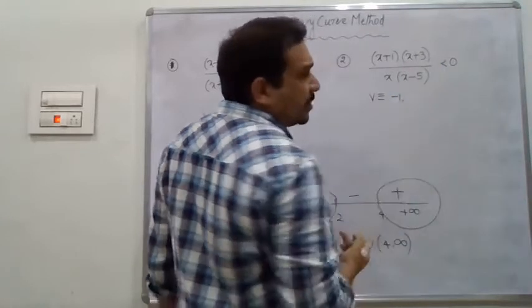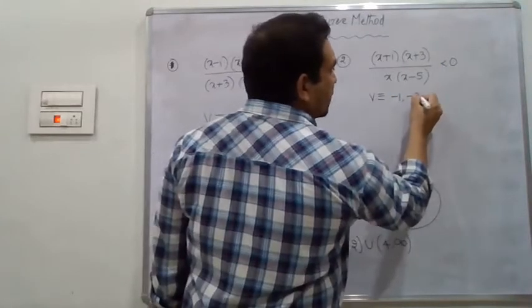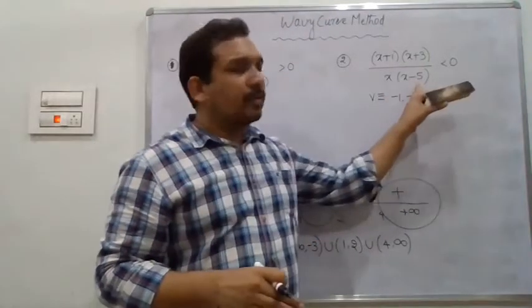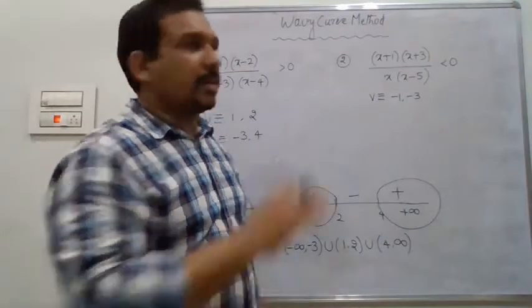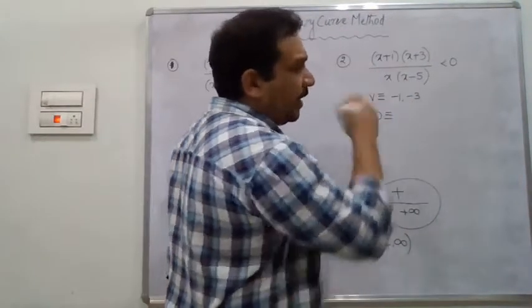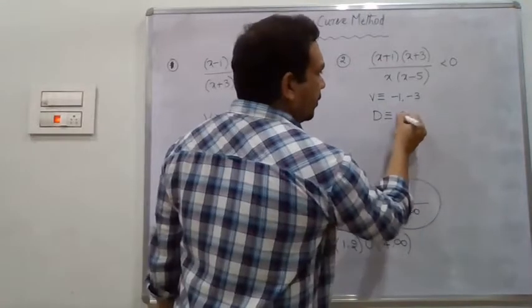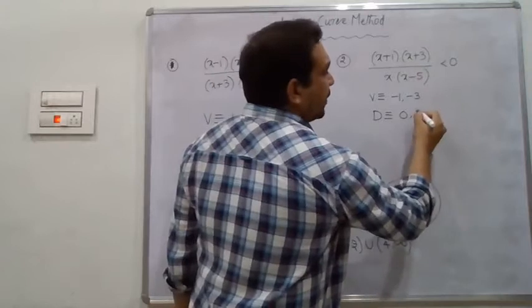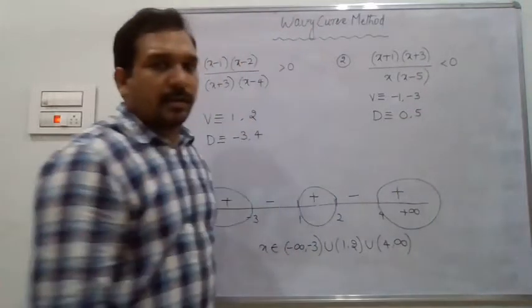x plus 3 becomes 0 at x equal to minus 3. What are the discontinuous points? Where the denominator becomes 0, those points are called discontinuous points. The denominator x becomes 0 at x equal to 0, and x minus 5 becomes 0 at x equal to 5. So 0 and 5 are the discontinuous points.